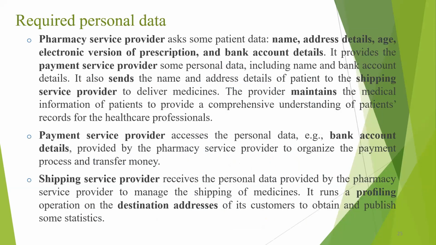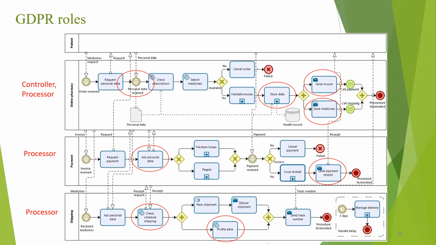So in this pharmacy, we have a pharmacy service provider that asks for name, address, electronic version of prescription, and bank account details. We have a payment service provider that requires some personal data, including bank account details. And we have a shipping service provider that needs the destination address of customers for the aim of profiling. So here it shows that the data controller can be the online pharmacy. The data processors can be payment and shipping, because they request the personal data and they share the personal data among each other.